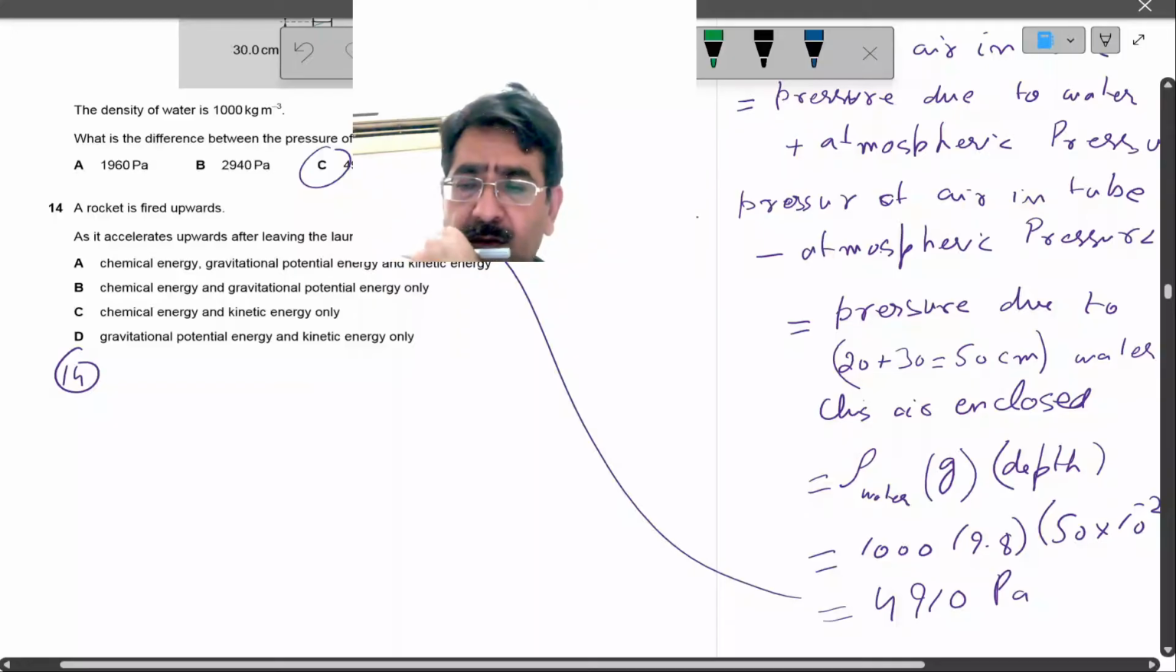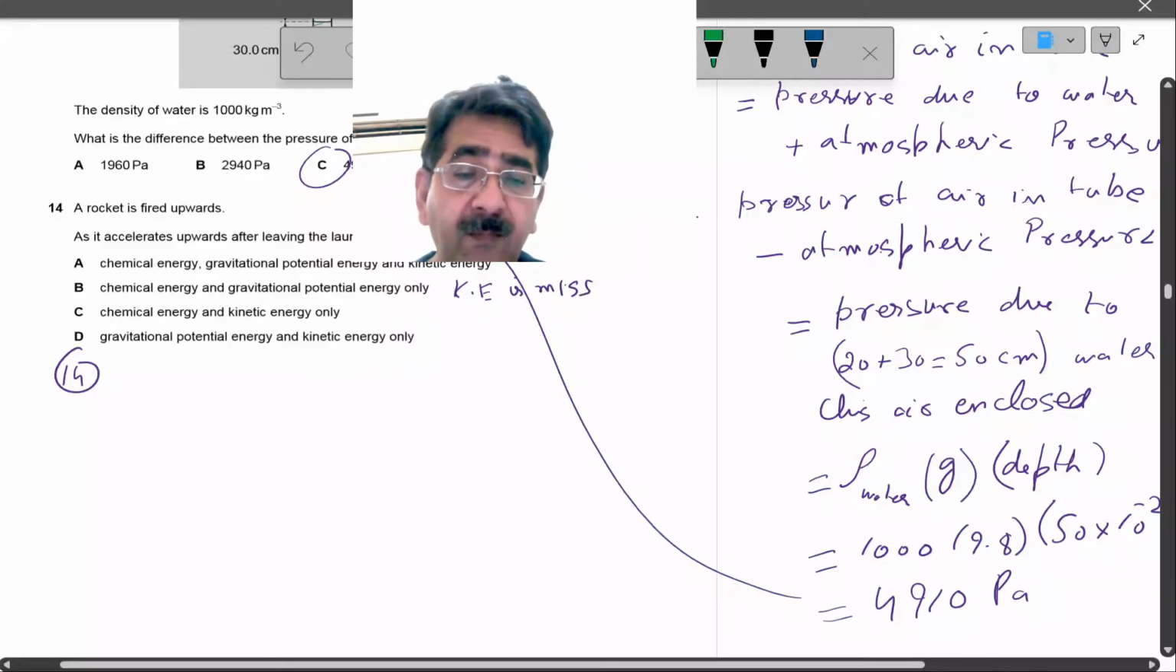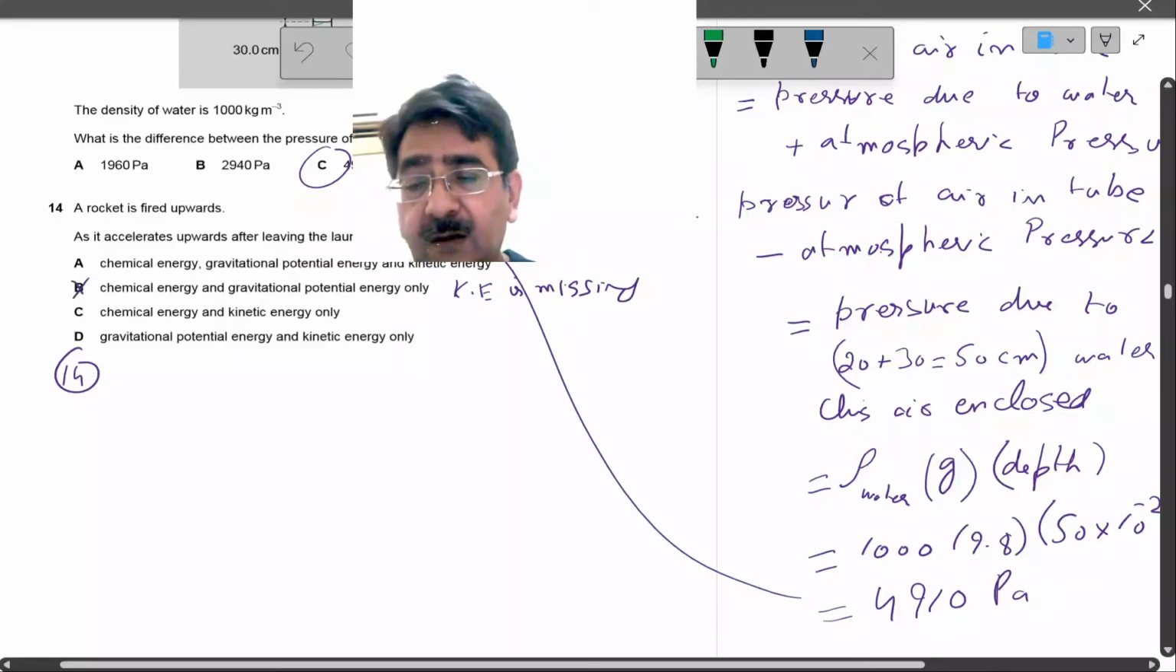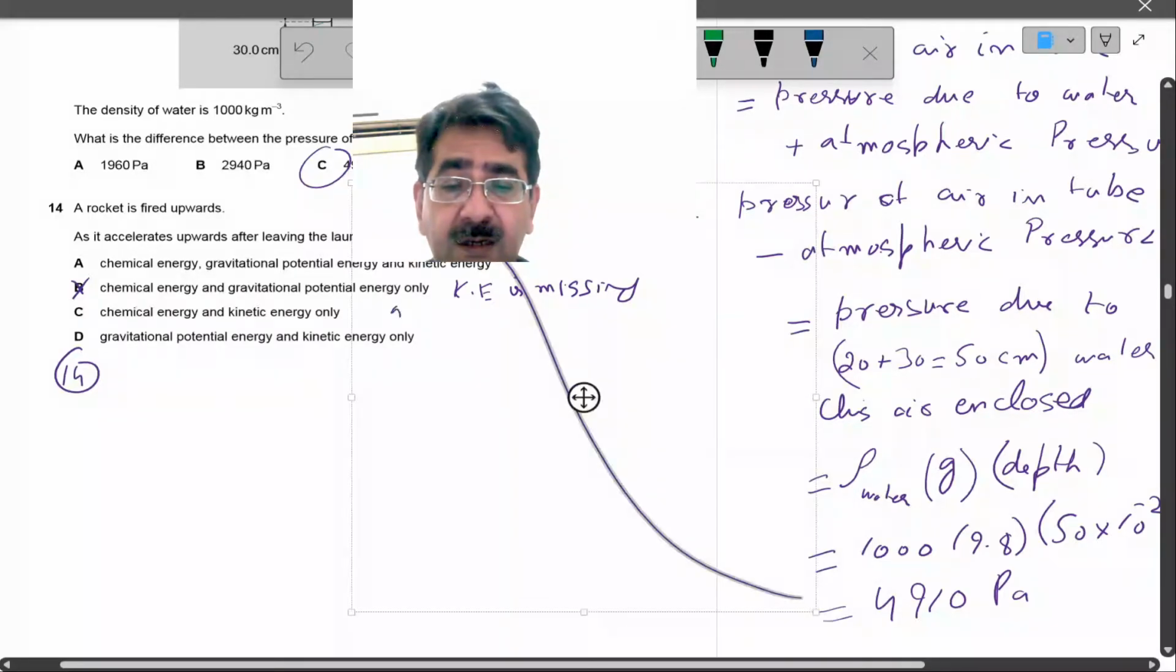The fuel is being used, so there will be chemical energy, potential energy due to gravitational force, and there will be kinetic energy. I think this answer will be correct. Let's check the others. In B, the kinetic energy and gravitational; kinetic energy is missing in B, that's why this is wrong. The chemical energy and kinetic energy: here, gravitational energy is missing.